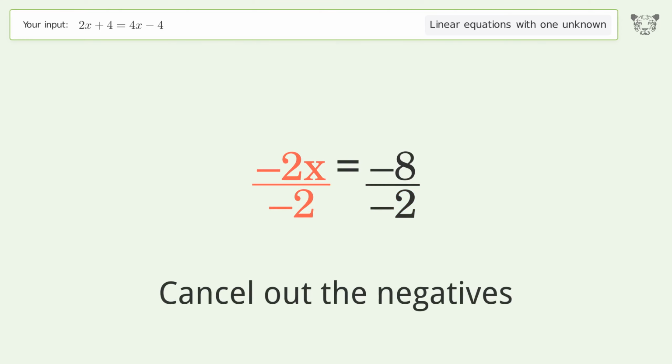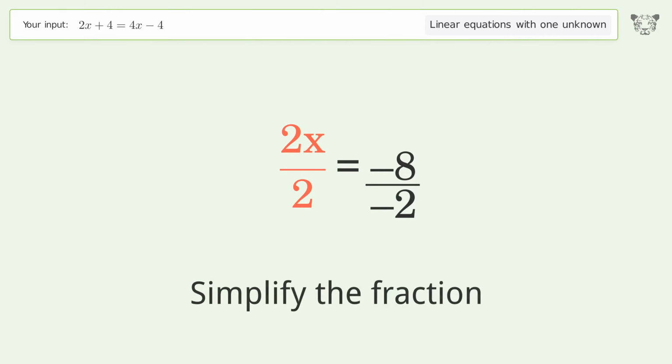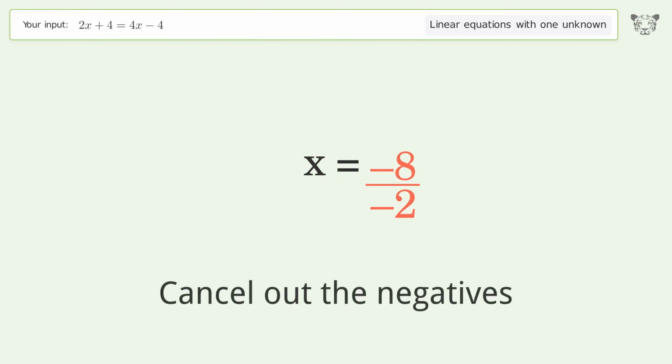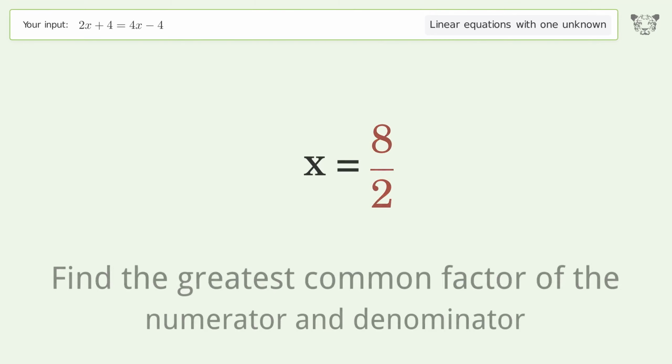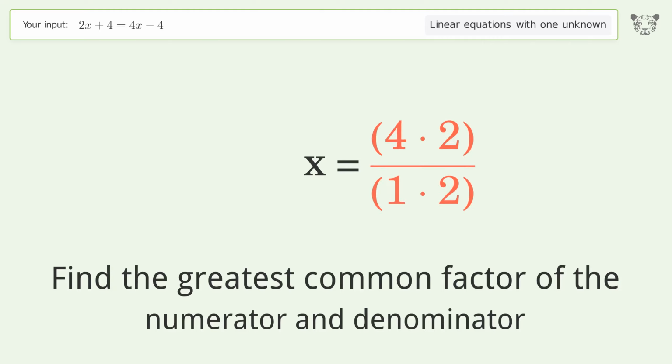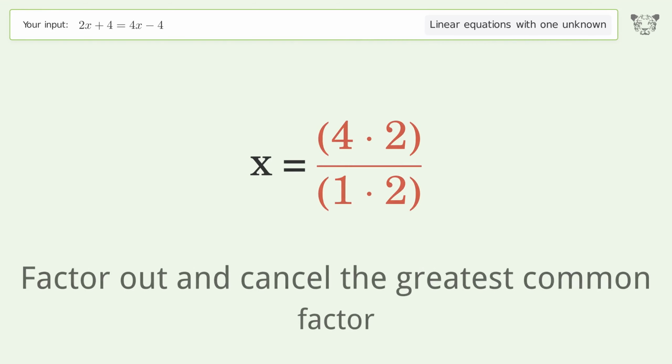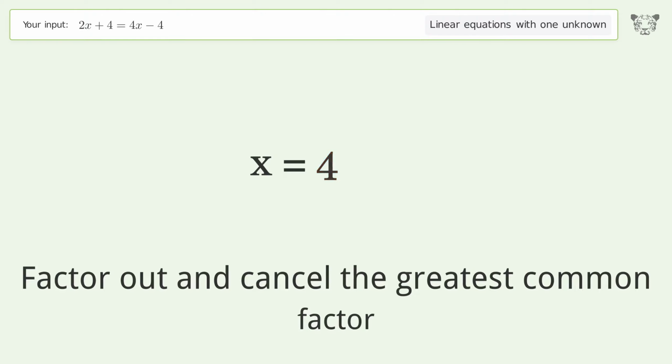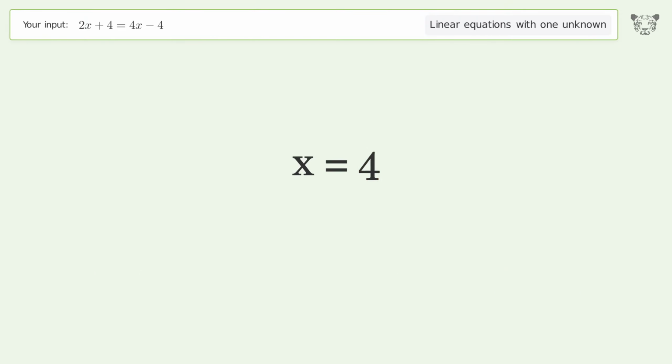Cancel out the negatives. Simplify the fraction. Cancel out the negatives. Find the greatest common factor of the numerator and denominator. Factor out and cancel the greatest common factor. And so the final result is x equals 4.